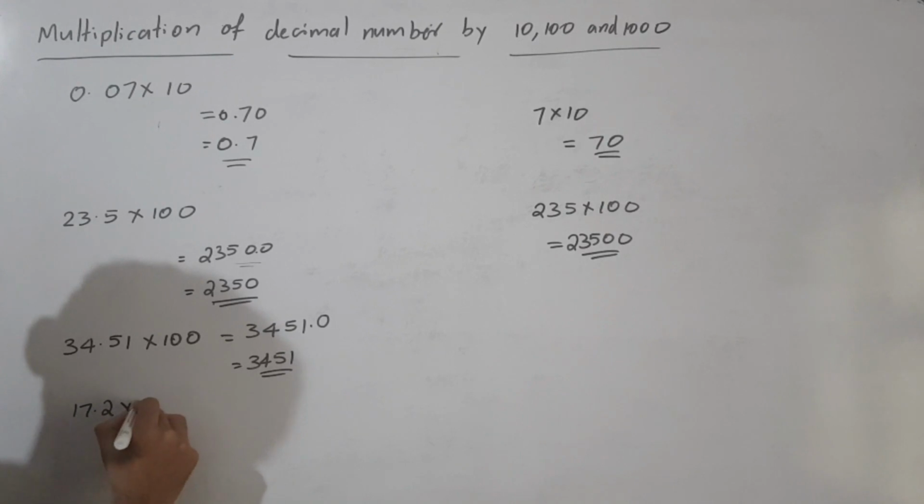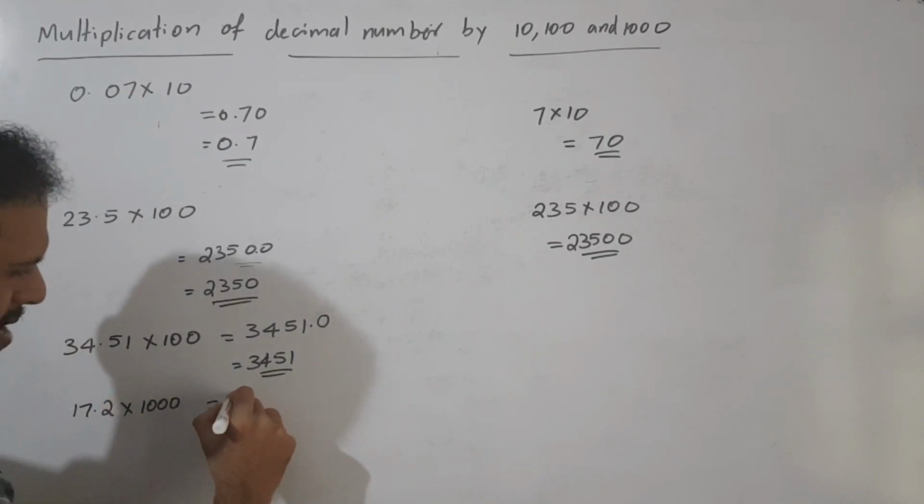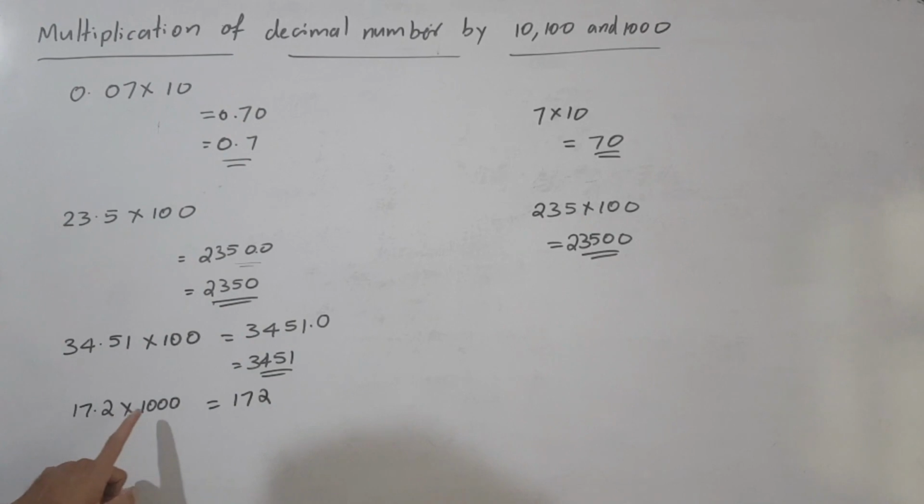17.2 into 1000. First we write 172. Then here, how many steps does the decimal point want to move back?